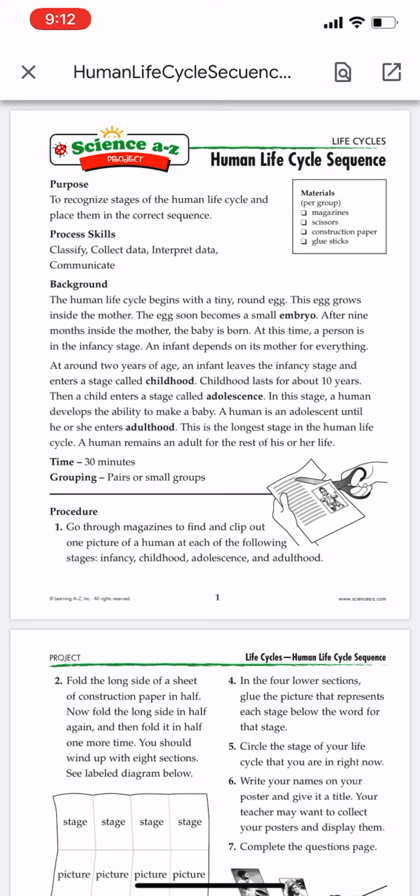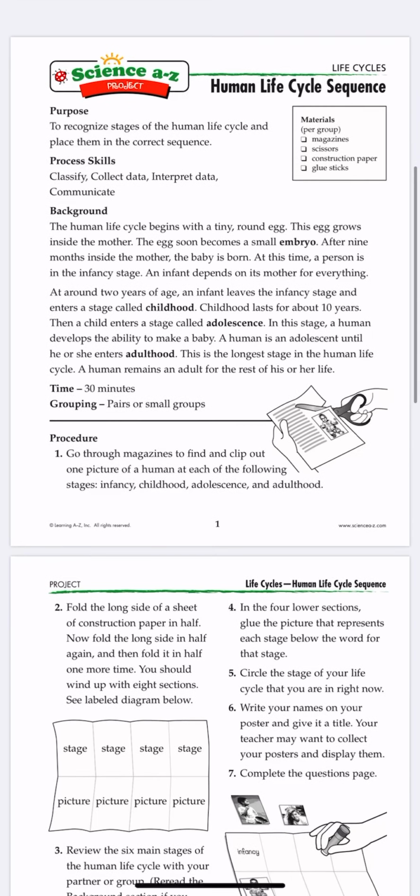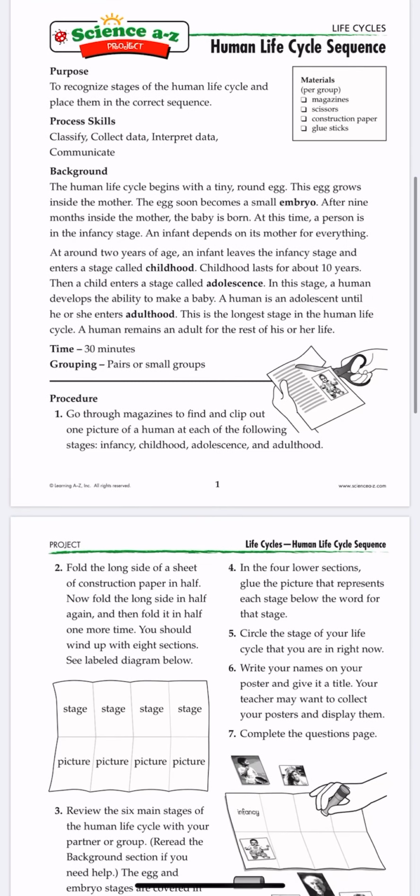At around 2 years of age, an infant leaves the infancy stage and enters a stage called childhood. Childhood lasts for about 10 years. Then a child enters a stage called adolescence. In this stage, a human develops the ability to make a baby. A human is an adolescent until he or she enters adulthood. This is the longest stage in the human life cycle. A human remains an adult for the rest of his or her life.